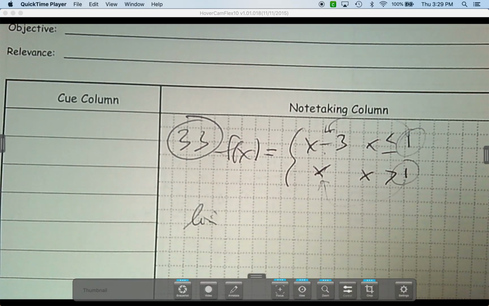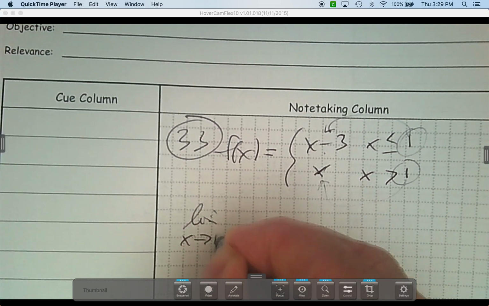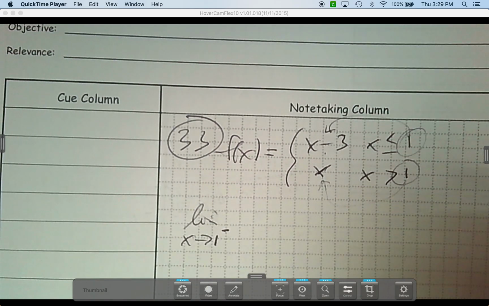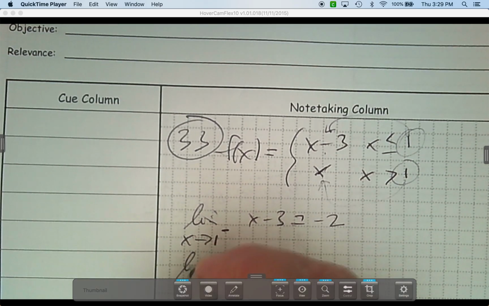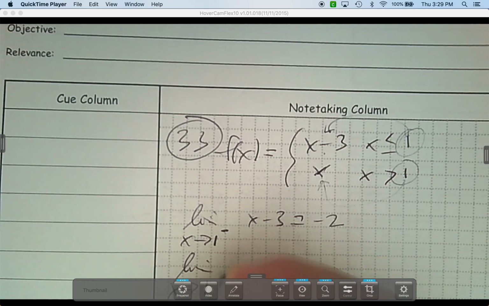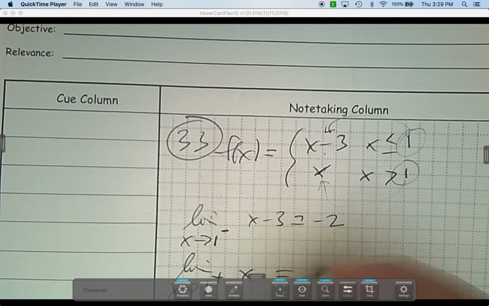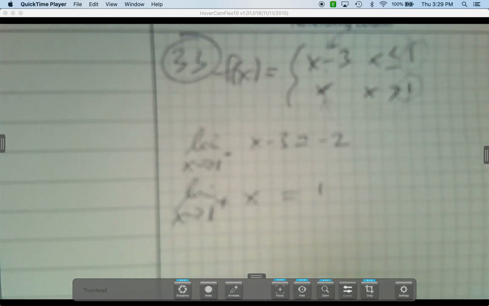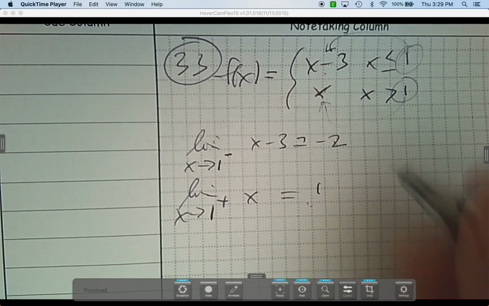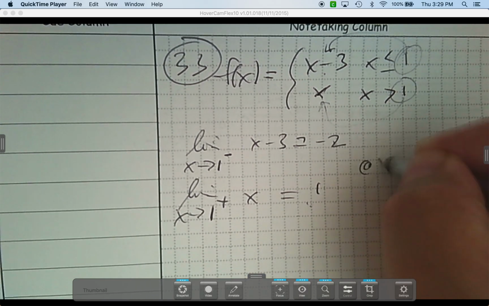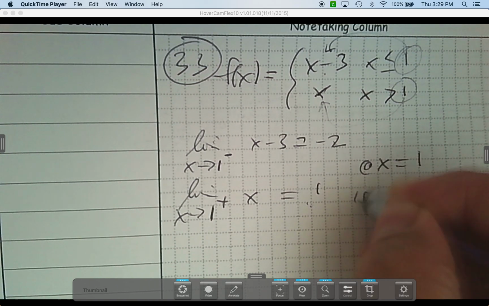So if I ask you what's the limit as x approaches 1 from the left, you would say, oh, that answer is -2. If I said, what's the limit as x approaches 1 from the right, you'd use the bottom piece. That answer is 1. They don't agree. The limit does not exist there. Therefore, x equals 1 is a discontinuity.